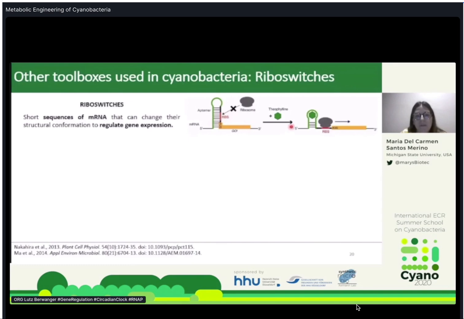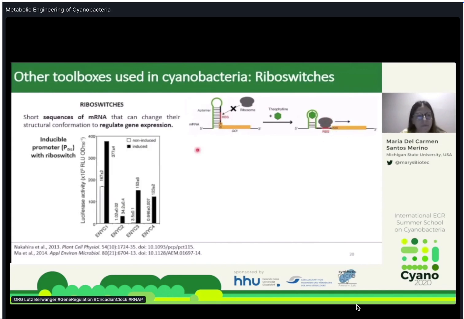But when we have theophylline in our system, the theophylline is going to join to this aptamer. The ribosome binding site is going to be liberated, allowing the ribosome to join and translate the gene of interest. This theophylline-dependent riboswitch has been tested with different promoters. In the first place, it has been tested with PTRC, a very strong promoter, but it's very leaky in absence of inducer.